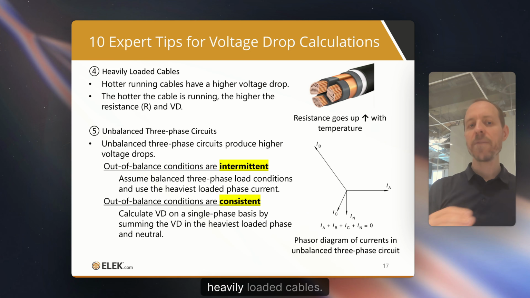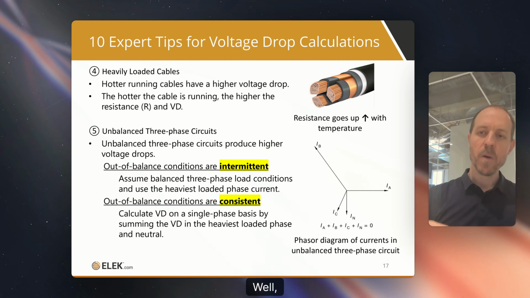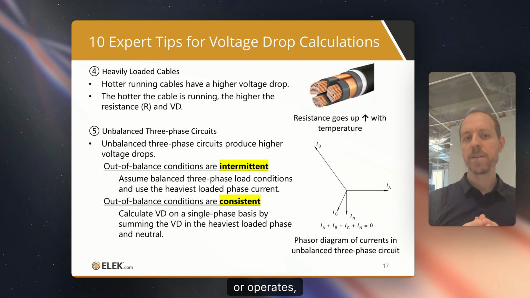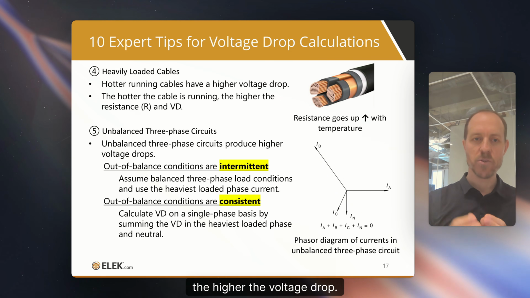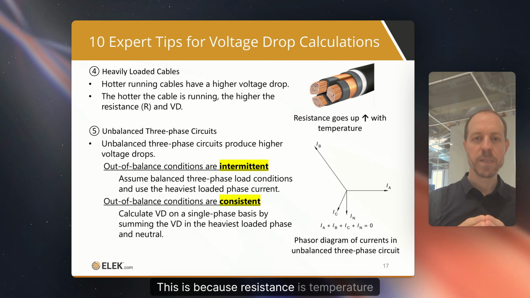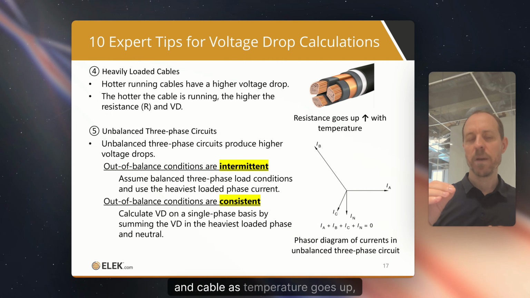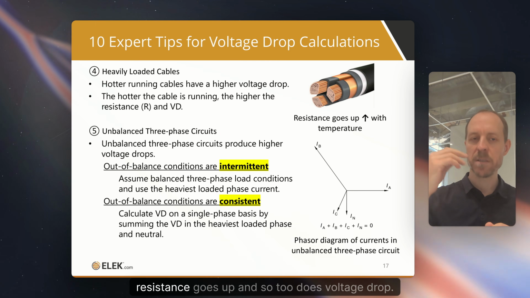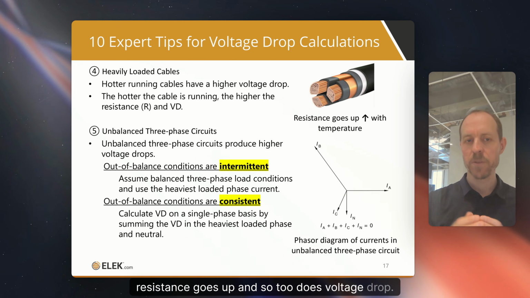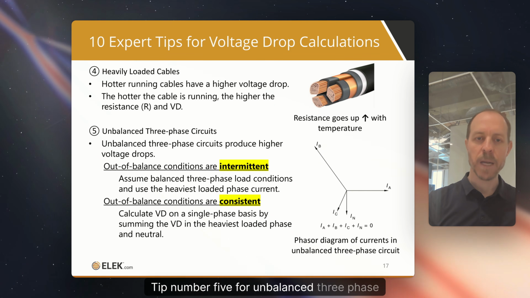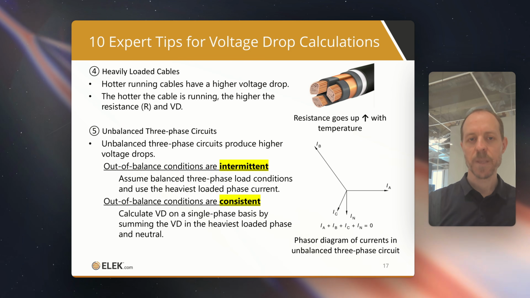Number 4, heavily loaded cables. Well, the hotter a cable runs or operates, the higher the voltage drop. This is because resistance is temperature dependent, and as temperature goes up, resistance goes up, and so too does voltage drop. Tip number 5, for unbalanced 3-phase circuits.